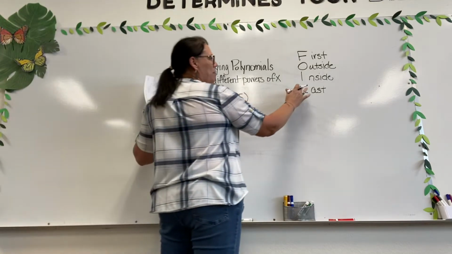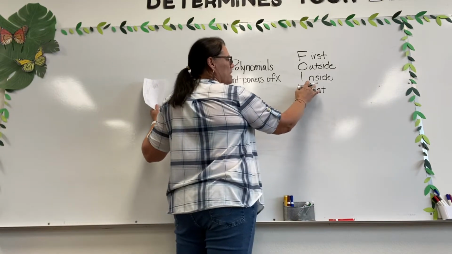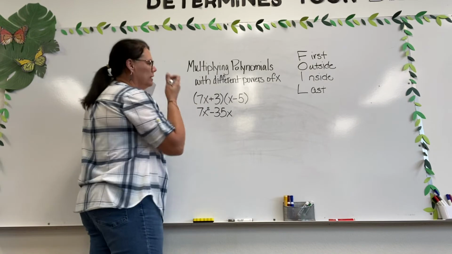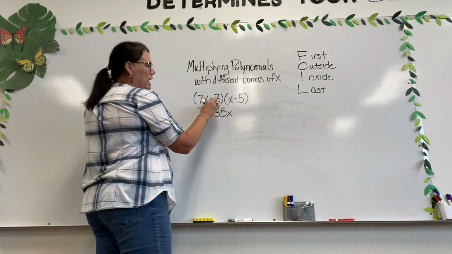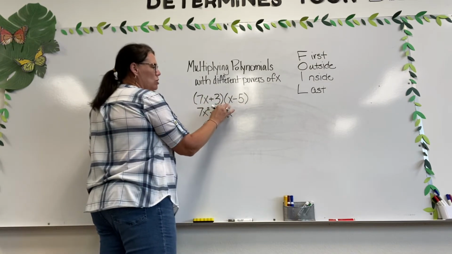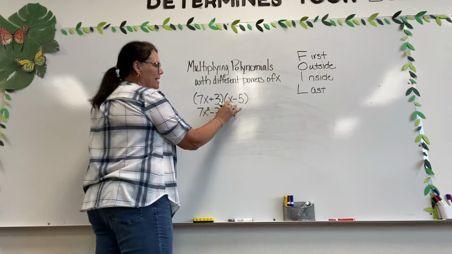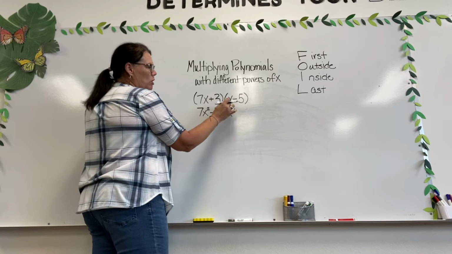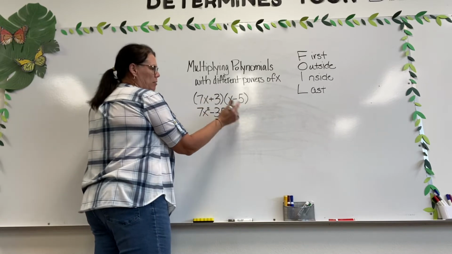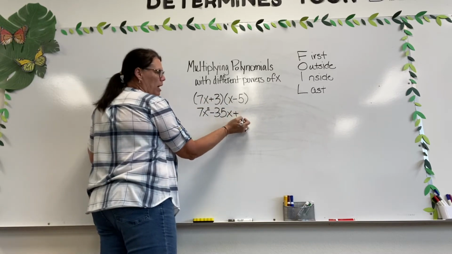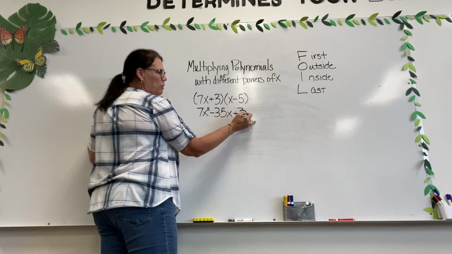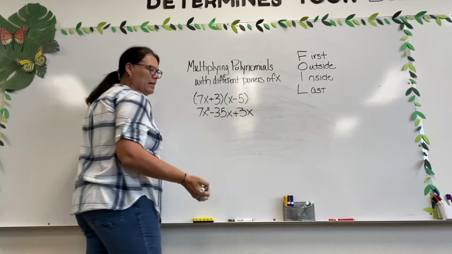The next step is the I in FOIL, which stands for inside. This is where you take your equation and you use the two inside numbers, which is 3 and x. So you multiply the 3 times the x. They're both positive, gives you a positive. 3 times x is 3x.